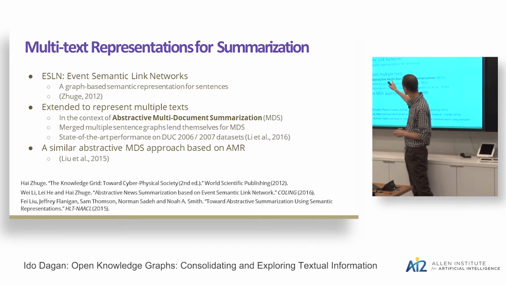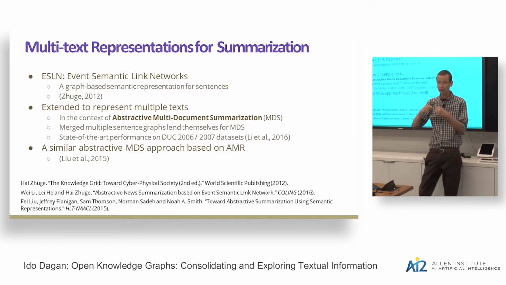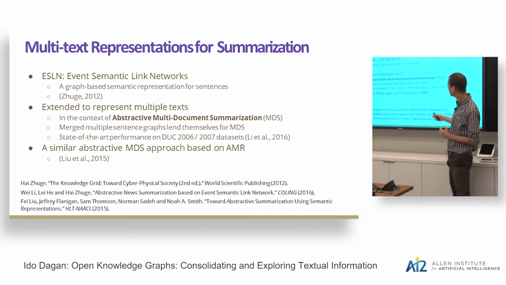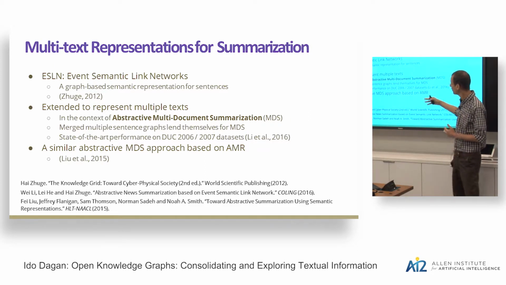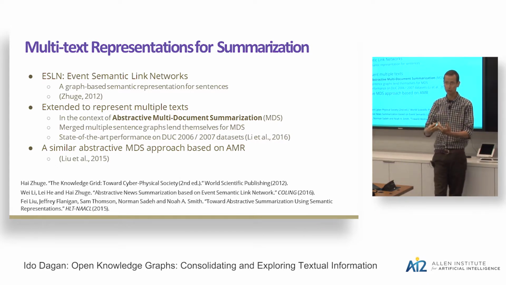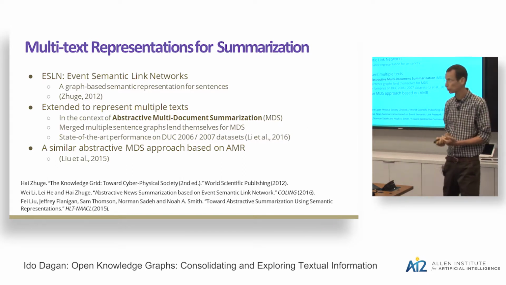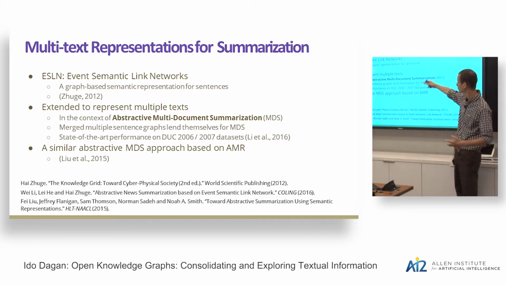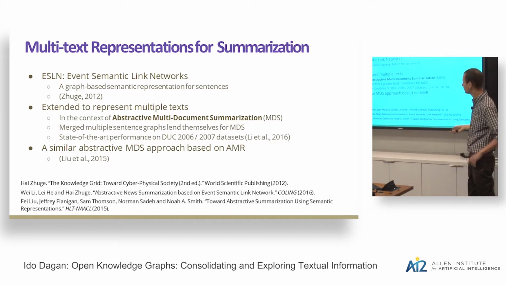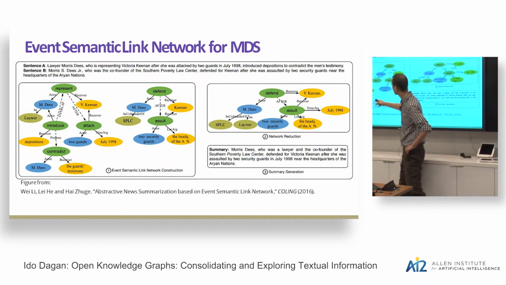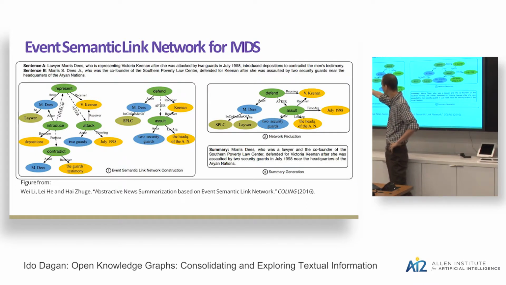For the purpose of multi-document summarization, it was extended for the multi-text setting. The next slide will illustrate it. And it achieved state-of-the-art performance. It seems that these merged multi-sentence graphs lend themselves to abstractive multi-document summarization. There was a similar work also based on AMR. Again, two similar recent works that follow this perspective. And just to give an illustration, these are these event semantic link network graphs.